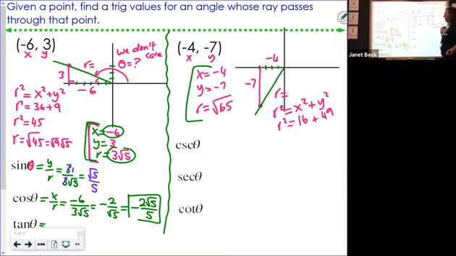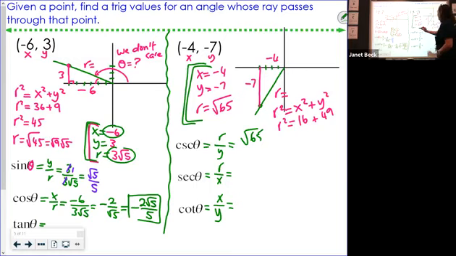We can find any of our 6 trig functions as long as you know their ratios. Okay, so what are they? Cosecant is r over y, secant is r over x, and cotangent is x over y. You need to know those. So cosecant, r over y, would be the square root of 65 divided by the y, which is -7.